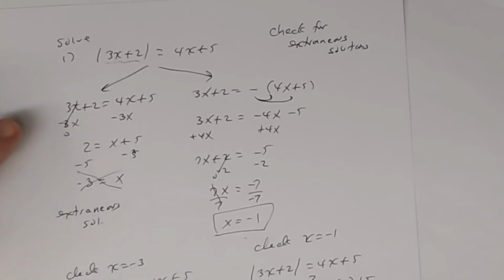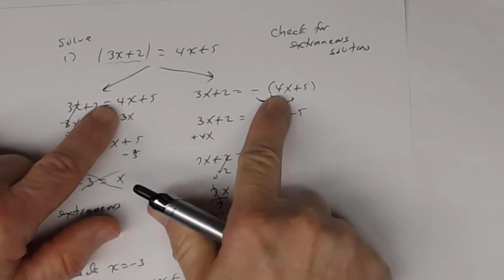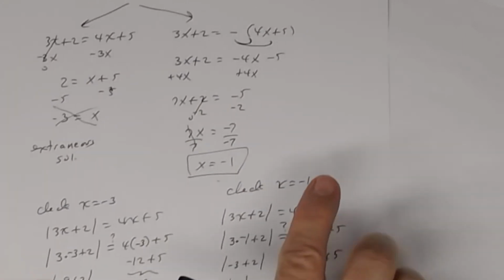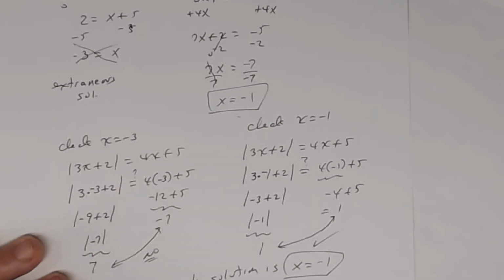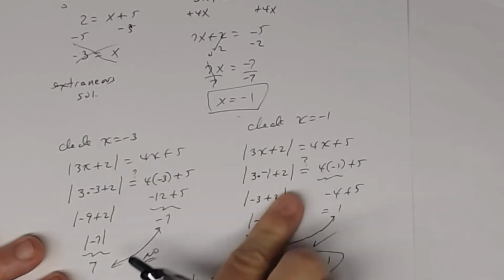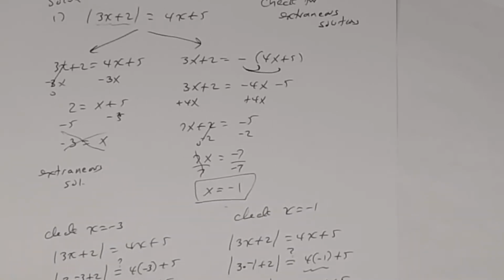All right, so notice that this absolute value equation, which led to two linear equations, only had one solution right here. The other one was extraneous. And we knew that because we checked. So you must check. You must show that you checked. All right, let's look at number 2. So let's do another one.